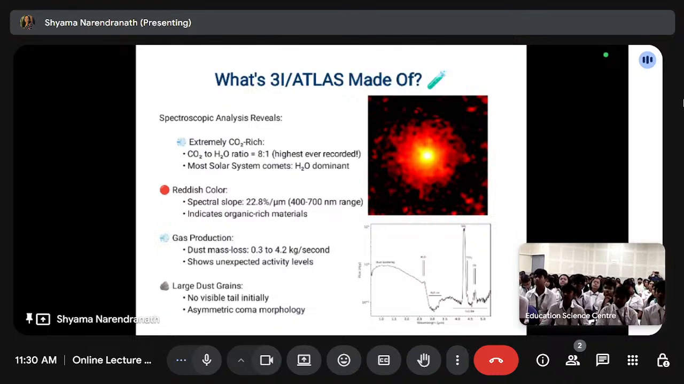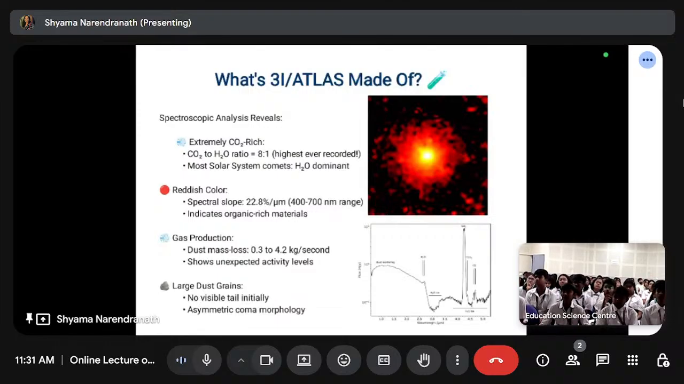On the top is an image from JWST. From every pixel of that, you can get a spectrum, and that's how we estimate. So you estimate that the CO2 to H2O ratio is like 8:1. And most solar system comets are water rich dominant. So here there is an exception, that this is more of carbon dioxide.